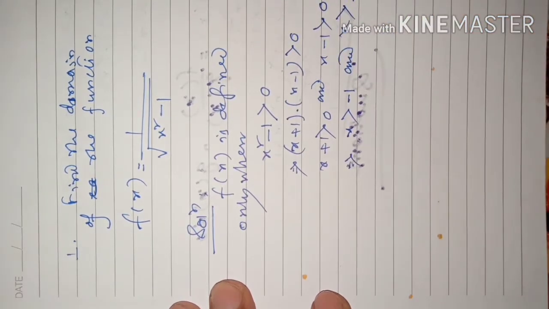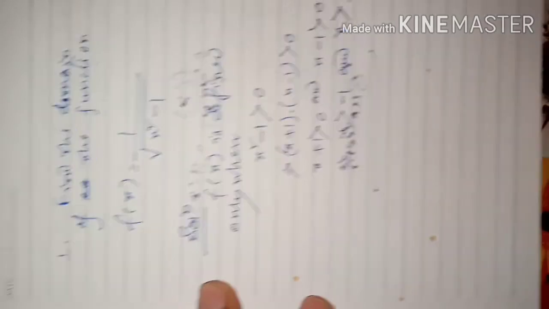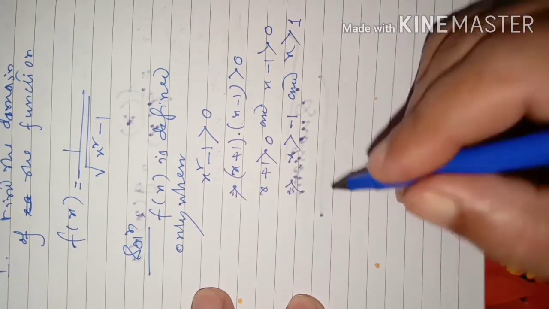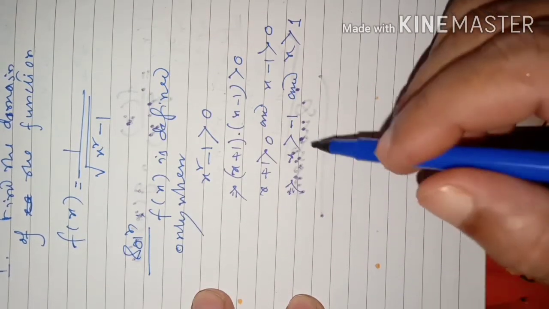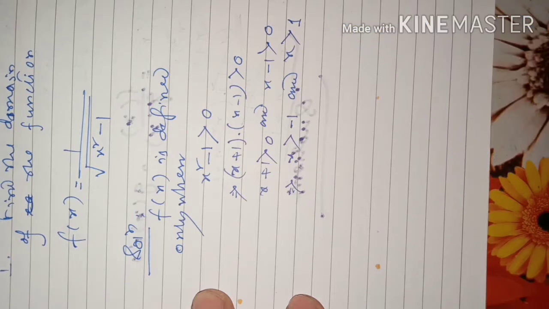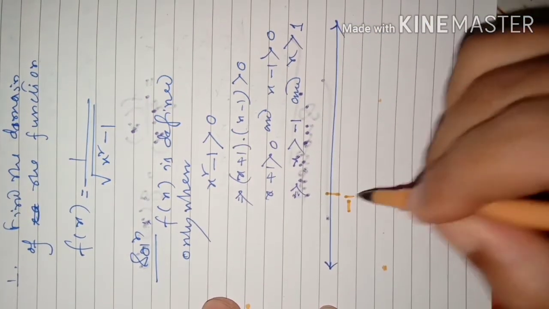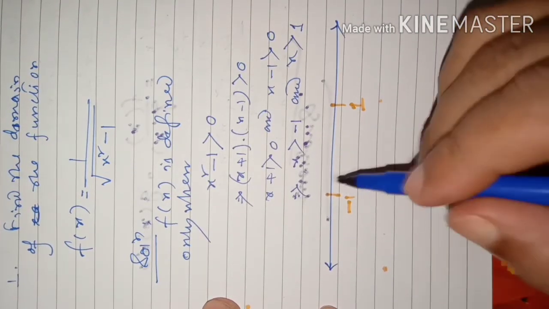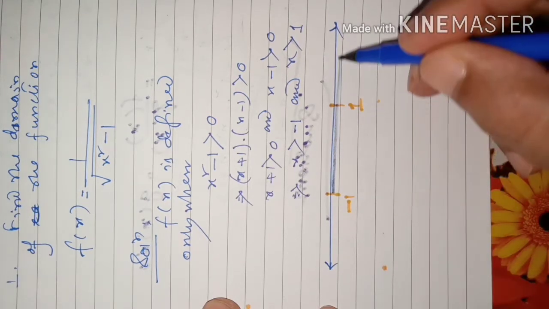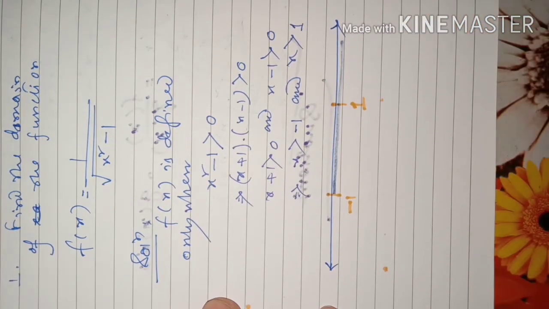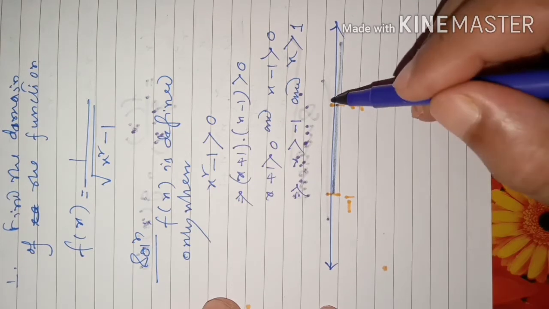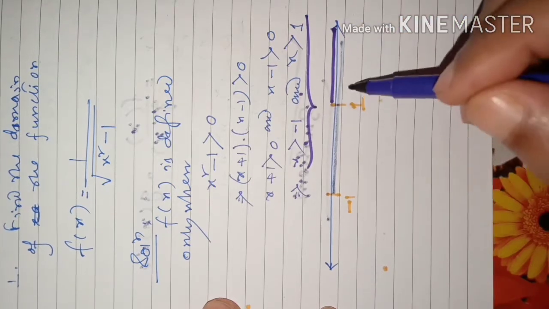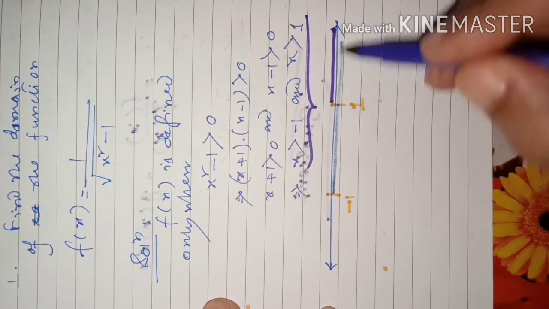So that means our domain will be all those values which are greater than minus 1 and greater than plus 1. See, minus 1 is here, suppose plus 1 is here. When we say greater than minus 1, we understand greater than minus 1 is this part, and greater than plus 1 is this part. So what is the common portion for both? It will be greater than plus 1, because this is coming within this also.